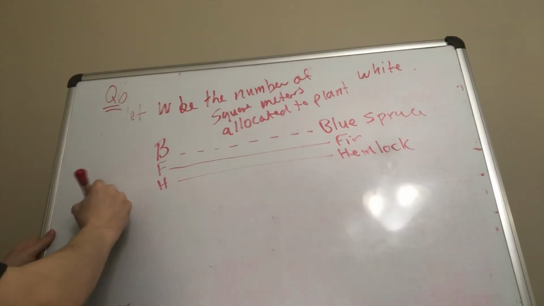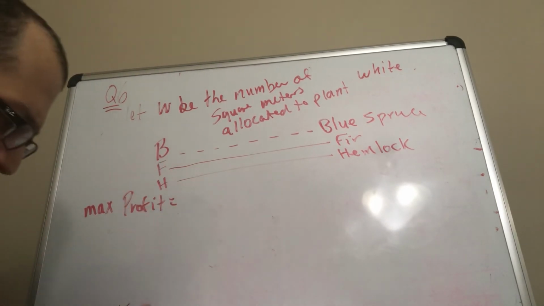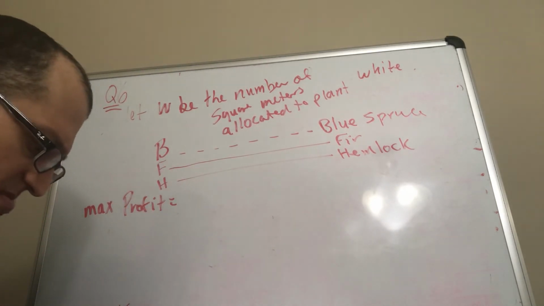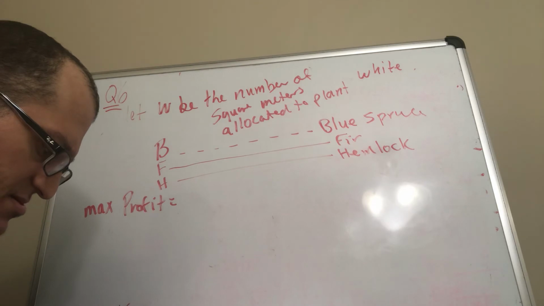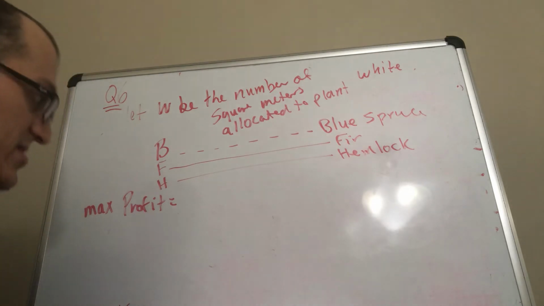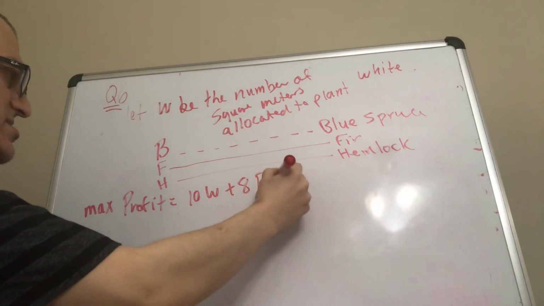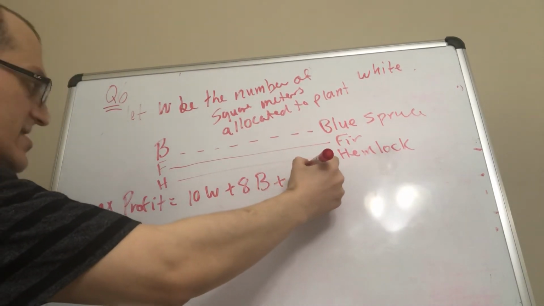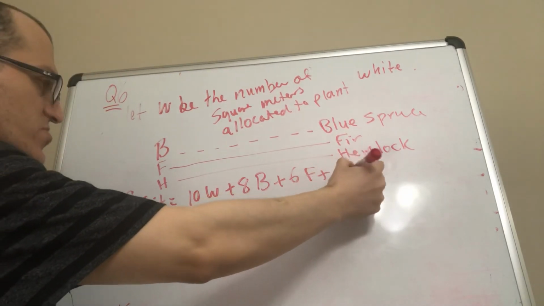You're maximizing profit, and they tell you that the profit is 10, 8, 6, 12. 10 for W, 8 for B, 6 for F, and 12 for H.